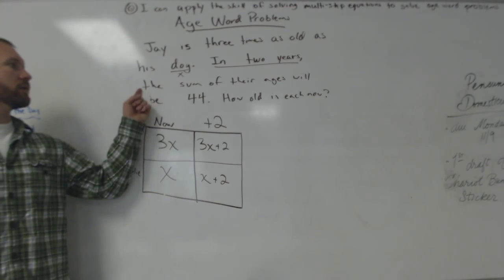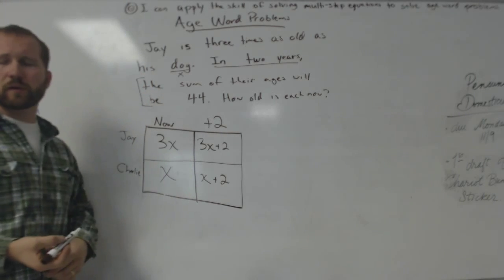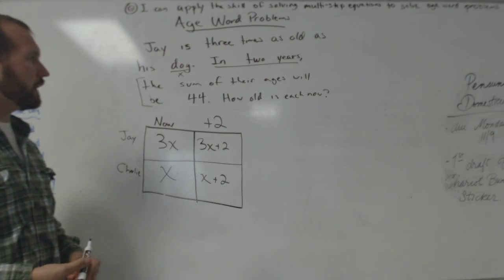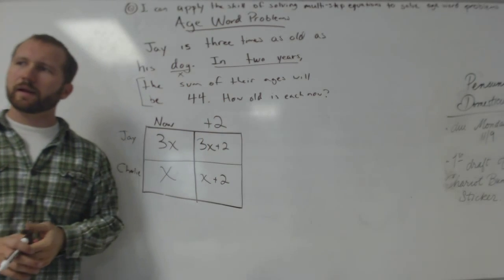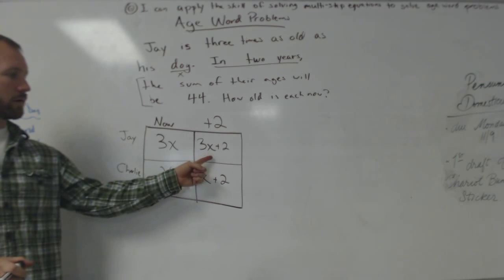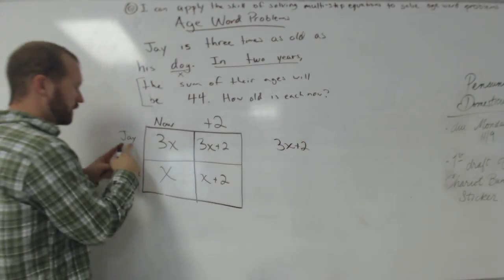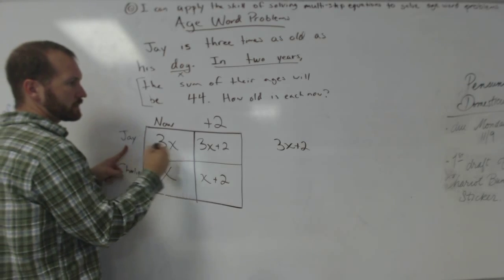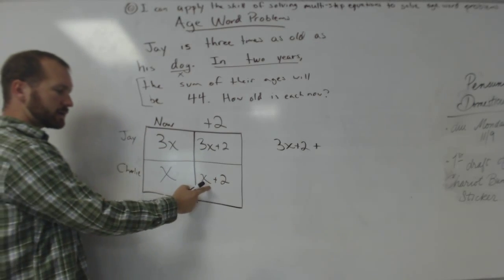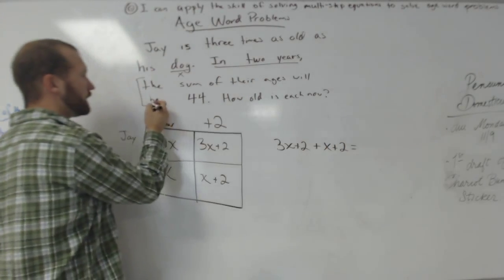Now I have to turn the rest of this into an equation. The sum of their ages will be 44. How am I going to write the sum of their ages as a mathematical statement? 3x plus 2, that will be J's age. Sum means plus. x plus 2, that will be the dog's age, equals 44.